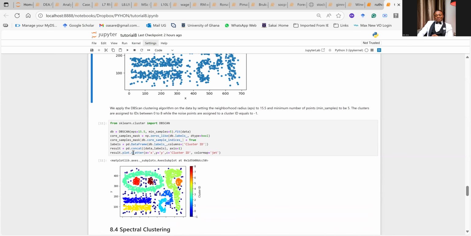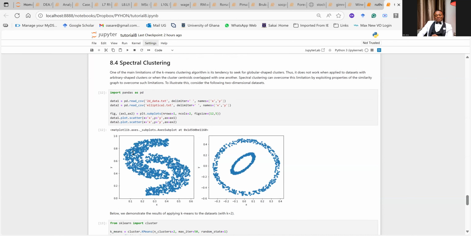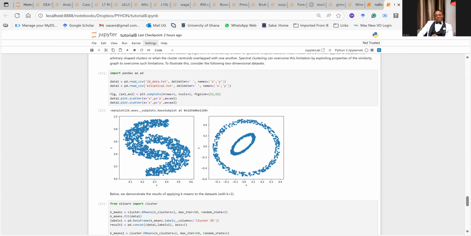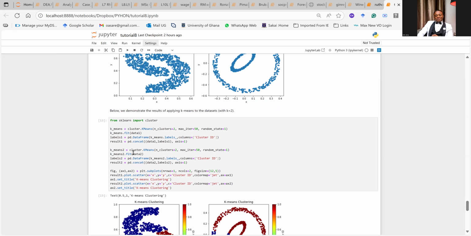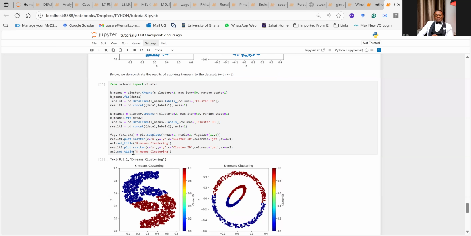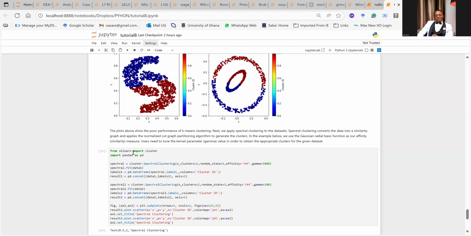Look at that and then compare that with spectral clustering, which is this. It's not too difficult at all. It's very, very easy. The DBSCAN and the spectral clustering are very, very easy. Okay. Look at that on your own, run the results on your own, and then make sense of the results from the answers that I have provided.